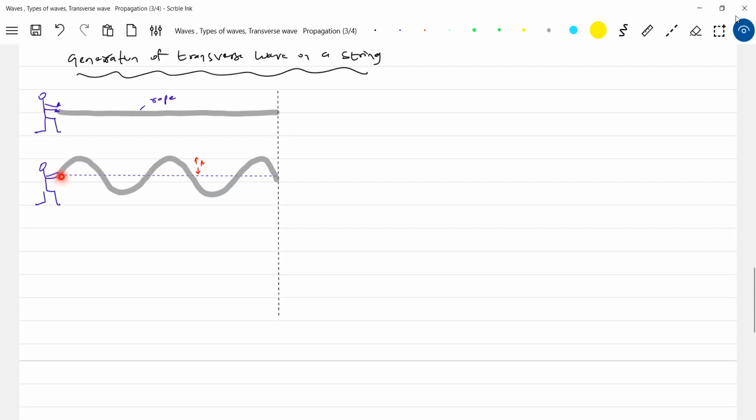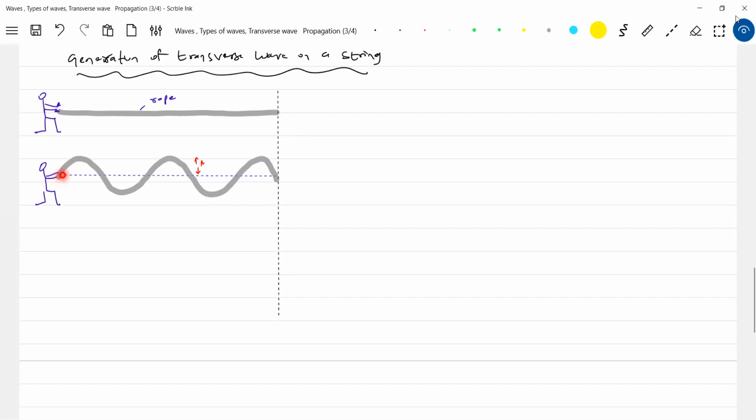If I say the amplitude is 1 centimeter, what should this person do? He should move his hand up by 1 centimeter, then down by 1 centimeter, like this only. If he moves 2 centimeter, then 1 centimeter, yes, there will be some sort of wave, but the amplitude will not be the same. Amplitude means the maximum displacement should not vary with time. Amplitude is a fixed maximum displacement of a particle from mean position. We already discussed this in SHM. So these are the conditions for the person.